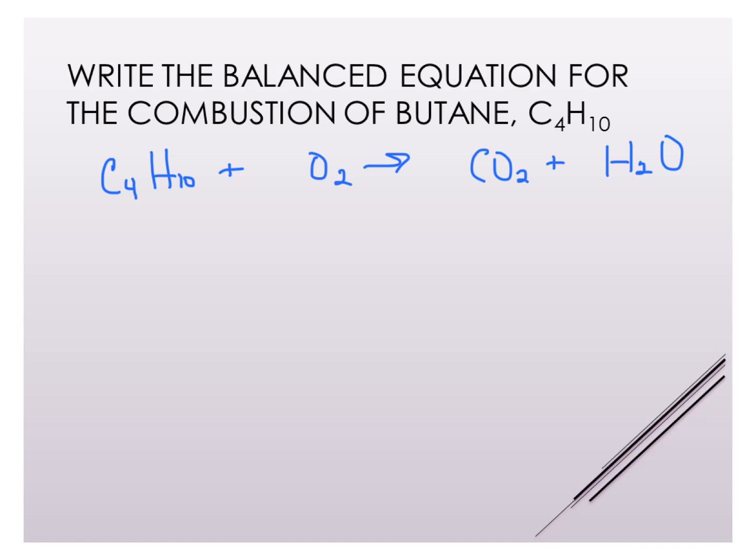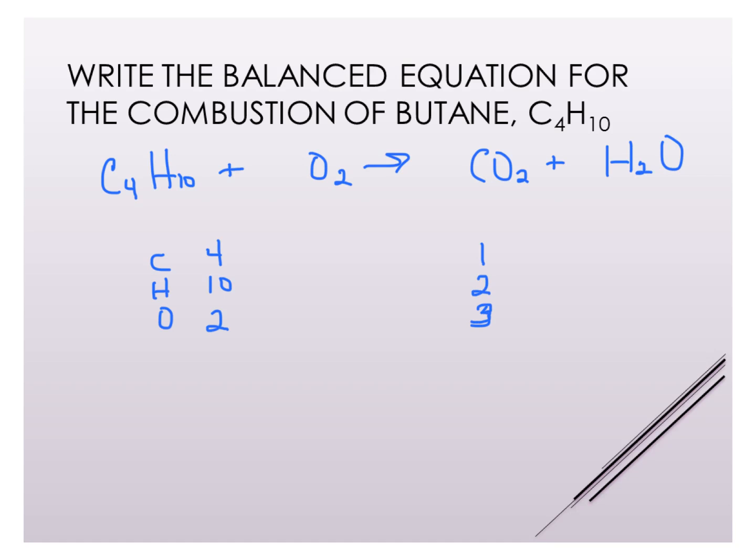So the first thing I'm going to do whenever I'm balancing any equation is tally up what I have: carbon, hydrogen, and oxygen. And I see that I have 4 carbons on the left, 10 hydrogens, and 2 oxygens. On the right, I have 1 carbon, 2 hydrogens, and 3 oxygen atoms. So that's going to be where I'm starting.